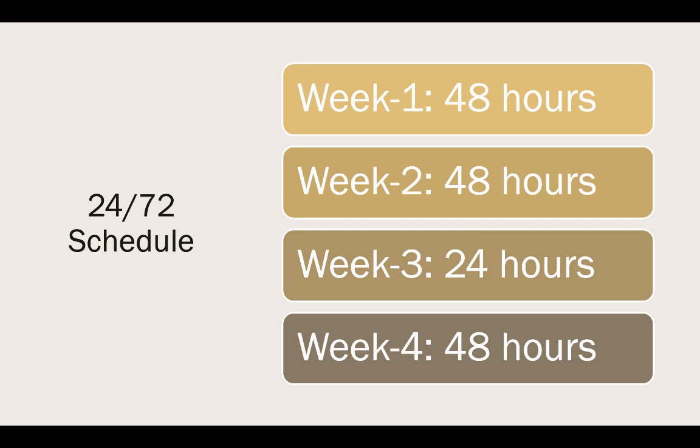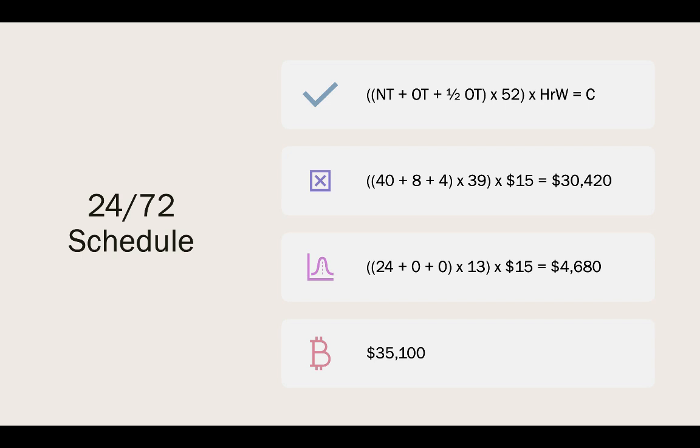The other really popular shift structure is a 24/72, where I am on shift for 24 hours and then off for 72, so I'm off for 3 days, and then I come back and work a 24-hour shift, and we rinse and repeat that throughout the year. So if we break this down, out of 4 weeks, I've got 3 weeks in which I'm working 48 hours in that week, and then I've got 1 week where I'm just working 1 shift. I've just got my 24 hours in that 1 week.